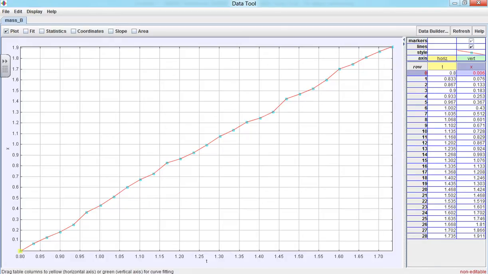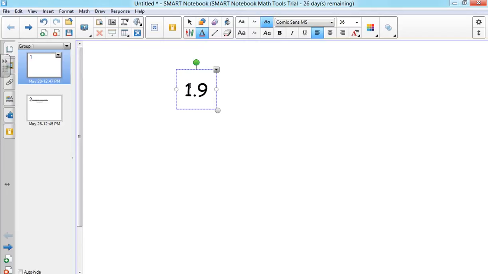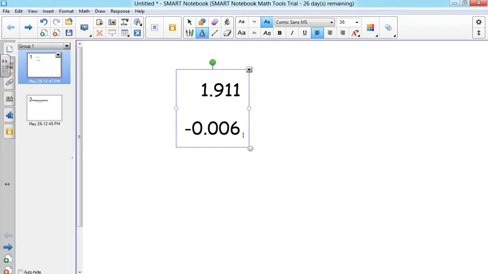So now what we can do is subtract our data. So to figure out how far my rocket traveled in this particular case, it will be 1.911 subtract 0.006. So when we work that out, we end up with a value of 1.905. So my rocket in this particular case traveled 1.905 meters.